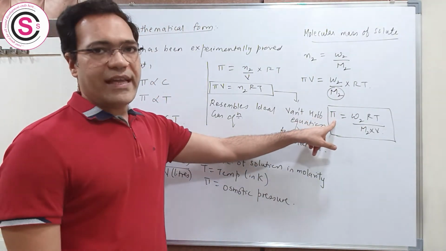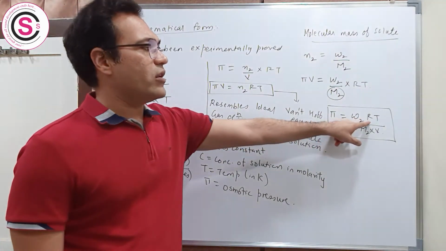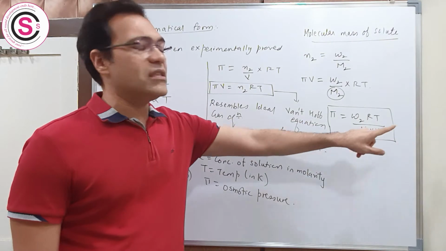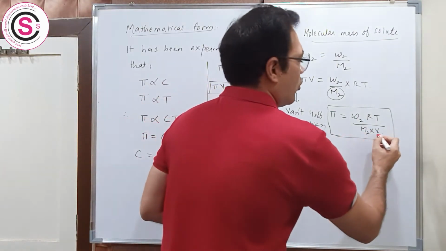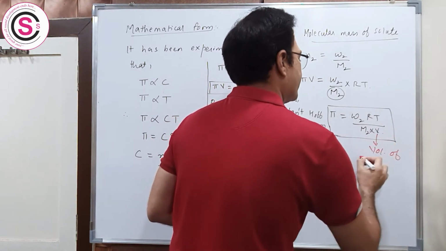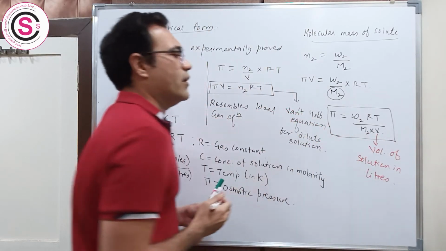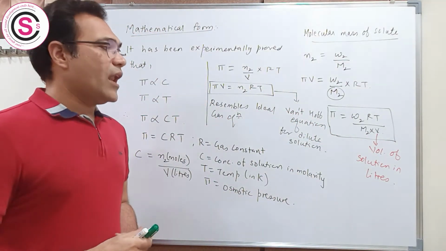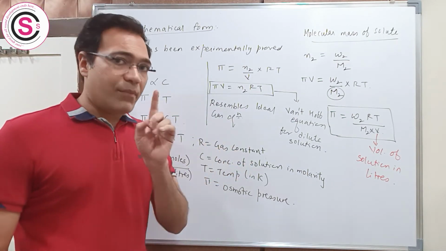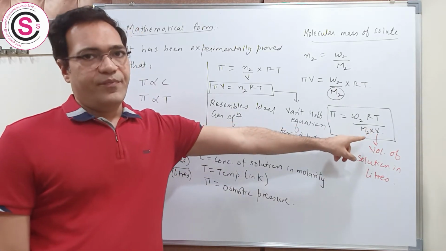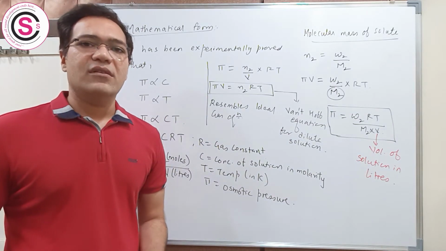Pi can be measured experimentally. W2 is the weight of solute, R is your gas constant, T is temperature in Kelvin, V is the volume of solution in liters. Student, mind this, V is the volume of solution in liters. Correct? Okay. Now, because in most of the concentration terms we take the volume in ml, but mind you, here the volume should be in liters. Okay. So if you know all these values, you can easily find out the molecular mass of the solute.